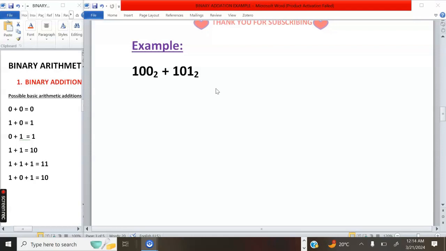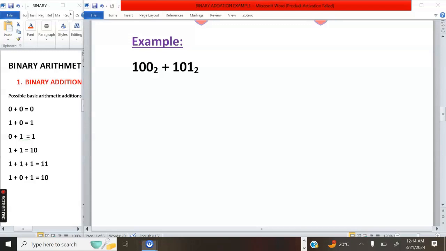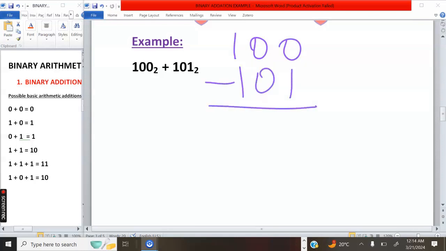Okay, for this one we have 1 0 0 1 0 1. Then, remember the rules, 1 plus 0 plus 1 should give you 1, while 0 plus 0 should give you 0. Then for 1 plus 1 it should give you 1 0. So what we have applied: 0 plus 0 is equal to 0, 0 plus 1 is equal to 1, 1 plus 1 is equal to 1 0.